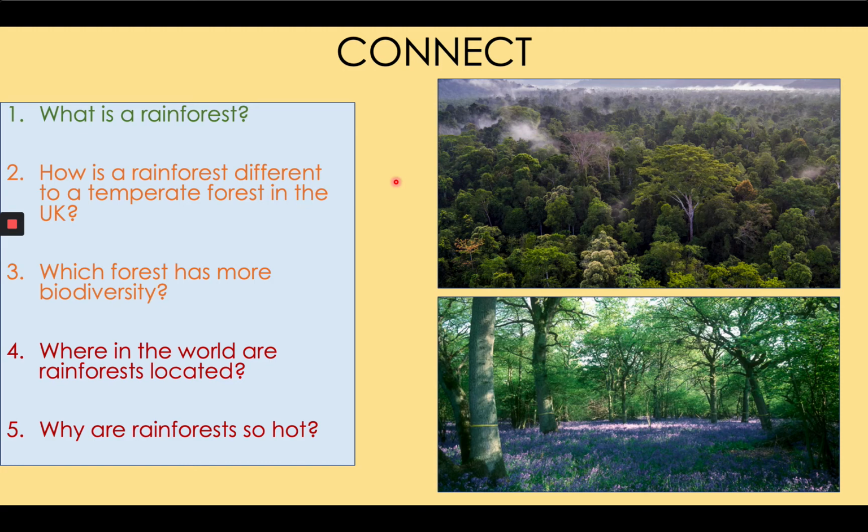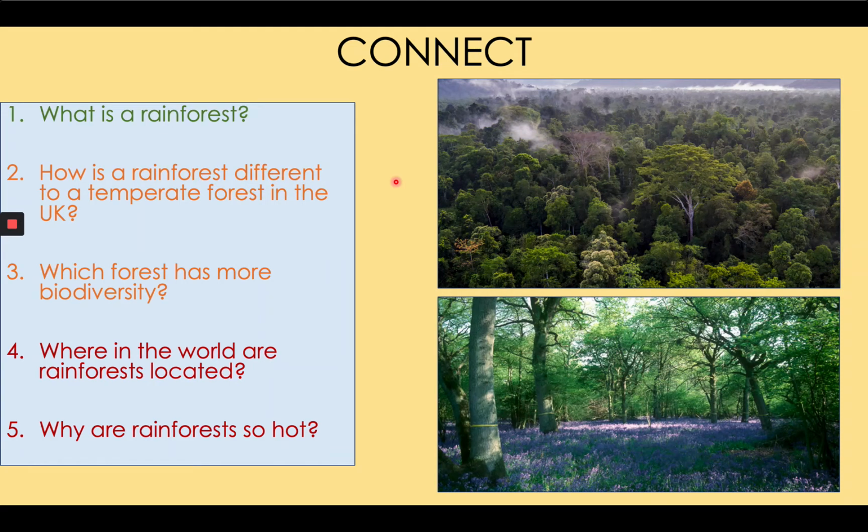2. How is a rainforest different to a temperate forest in the UK? Well, there are a few differences. The temperature, it's usually hotter in a rainforest. The amount of rainfall, it rains much more regularly in rainforests than in temperate forests. And biodiversity is higher in rainforests. There are other small differences which we will explore.